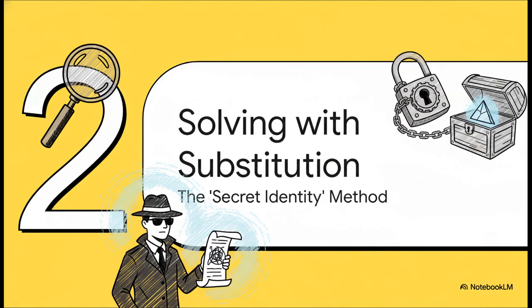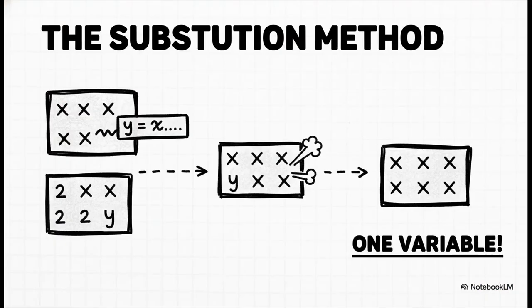All right, time to grab our first tool from the toolbox. This is the substitution method. I like to call it the secret identity method. It's kind of like one equation gives you a clue about a variable's secret identity, and then you use that secret to go and crack the other equation wide open. So the whole goal here is to get rid of one of the variables, just for a little while. With substitution, we figure out what y equals in one equation, and then we take that whole expression and just drop it into the other equation in place of y. And just like that, a two-variable problem becomes a much easier one-variable problem.